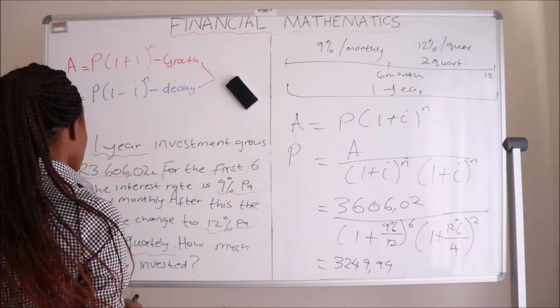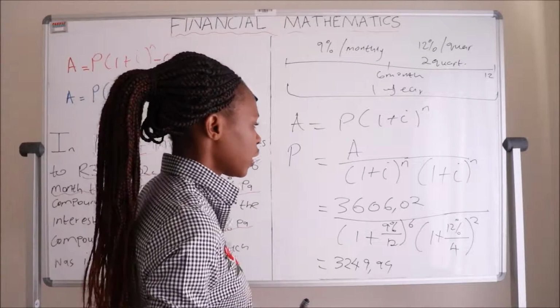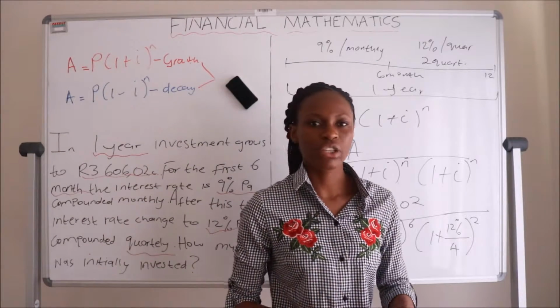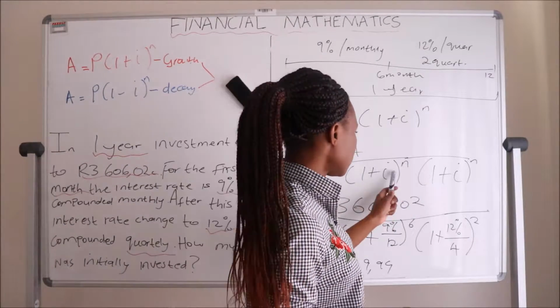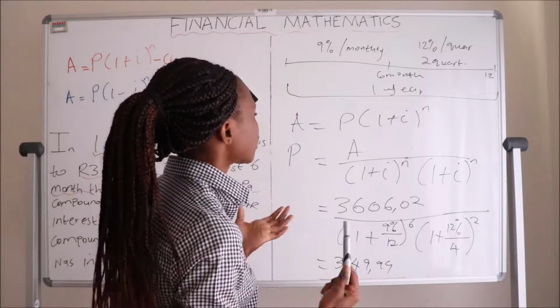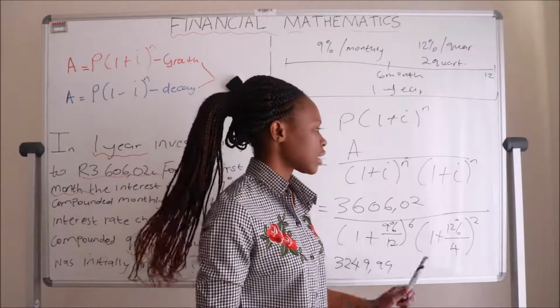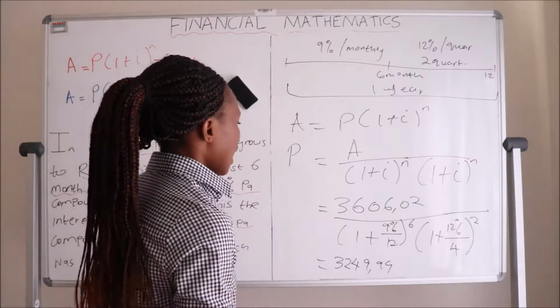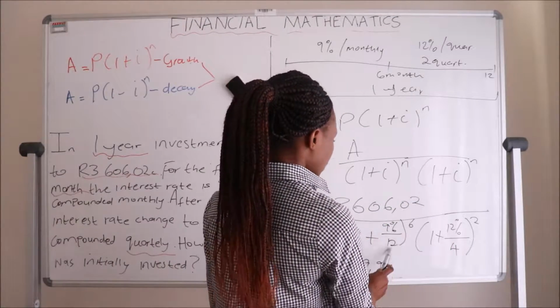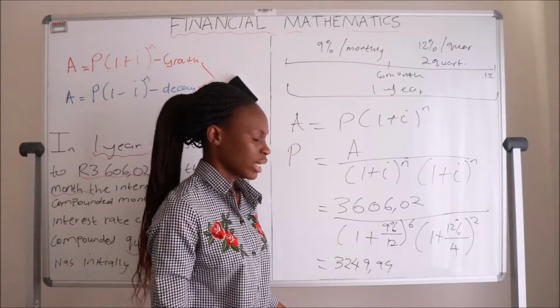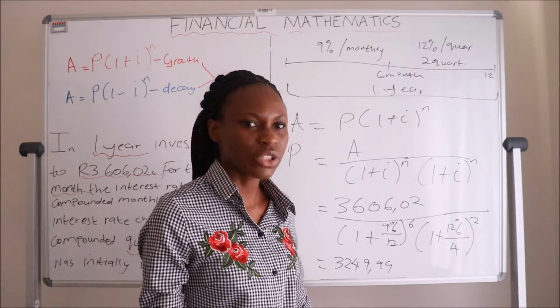But I hope you guys understood this question, that with the different interest rate, what you need to do is to multiply those two brackets together. If it changes twice, then you have to have 2 of that. But if it changes 3 times, then you will have 3 of those.